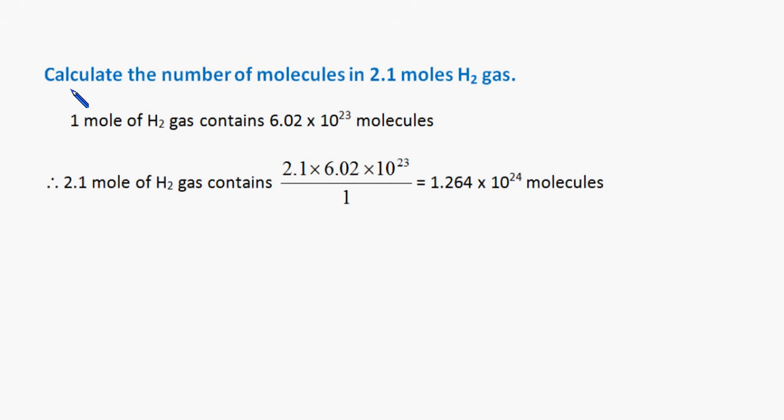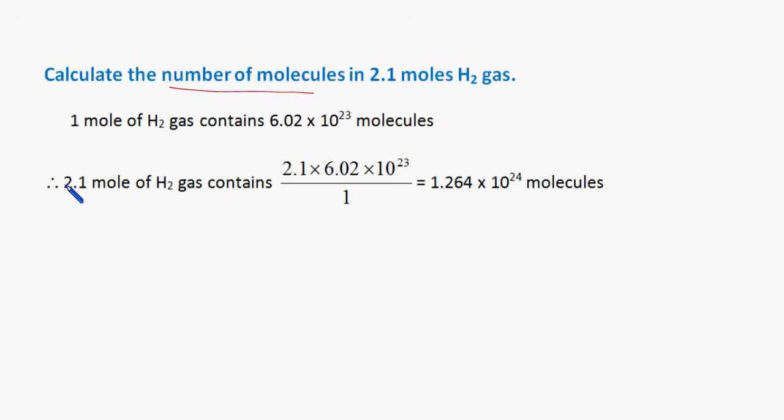In this next example, we have to calculate the number of molecules in 2.1 moles of hydrogen gas. Now the question is asking for number of molecules. So therefore, we should write our statement such that number of molecules is on the right hand side. So we know that 1 mole of hydrogen gas contains 6.02 by 10 to the 23 molecules, right? The Avogadro number.